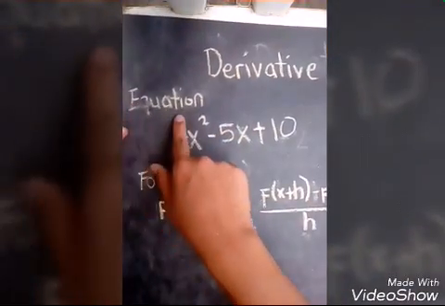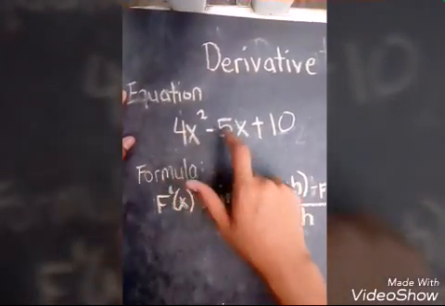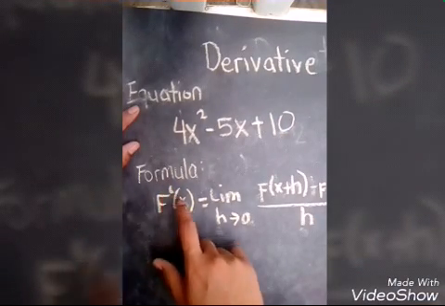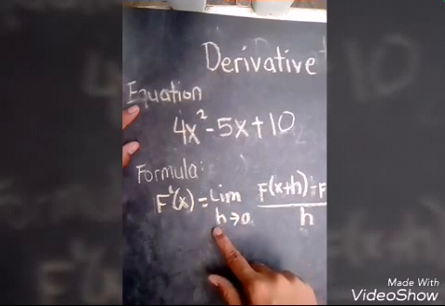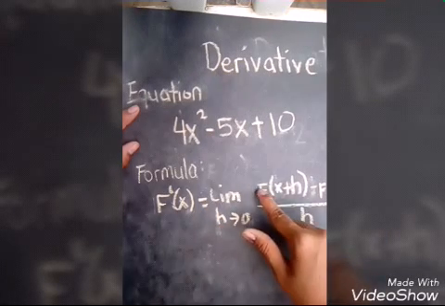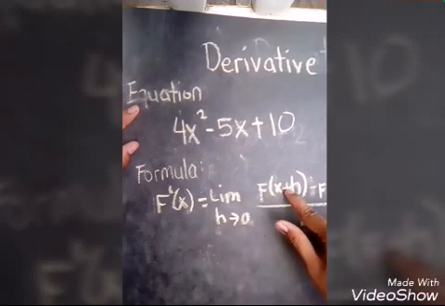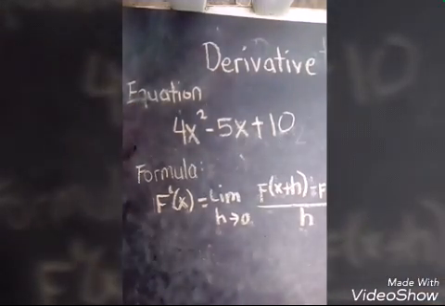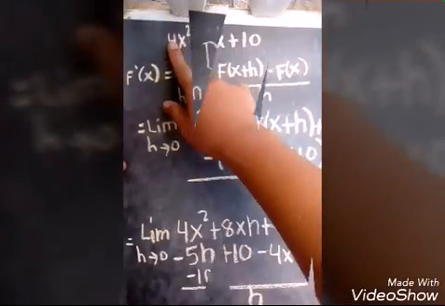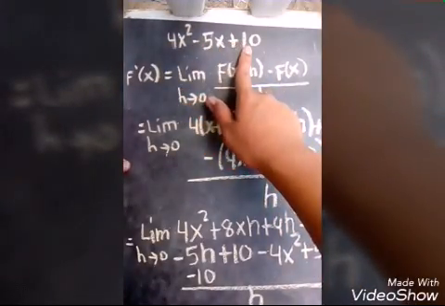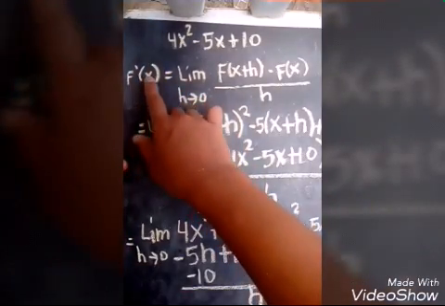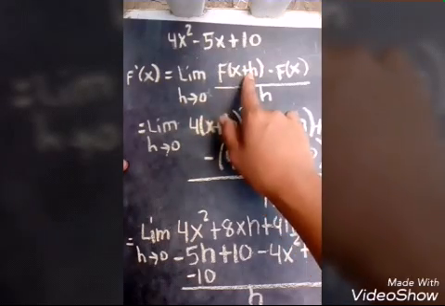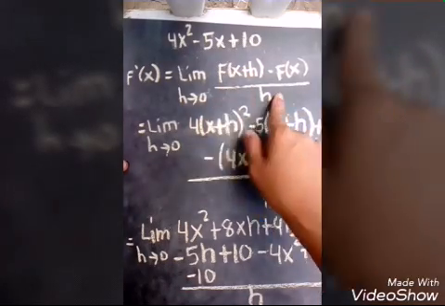So our equation is 4x squared minus 5x plus 10, which is used by the formula f prime of x is equal to the limit as h approaches 0 of f of the quantity x plus h minus f of x over h. We are about to solve 4x squared minus 5x plus 10. So we use the formula f prime of x is equal to the limit as h approaches 0 of f of x plus h minus f of x over h.